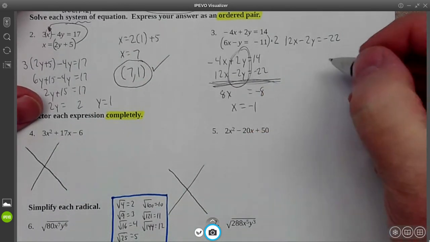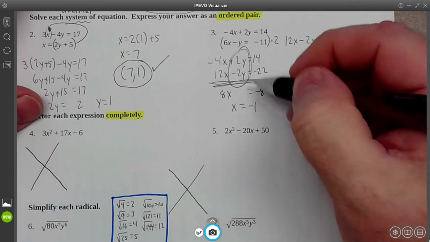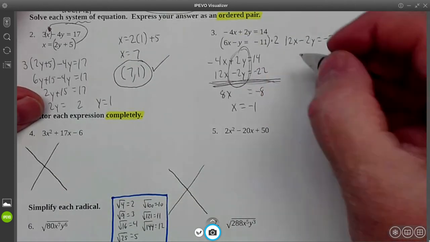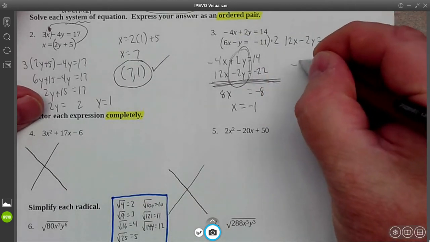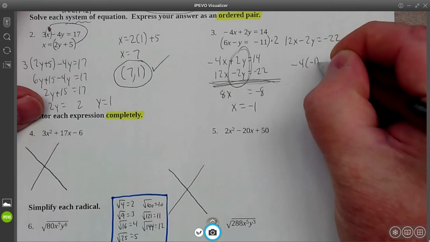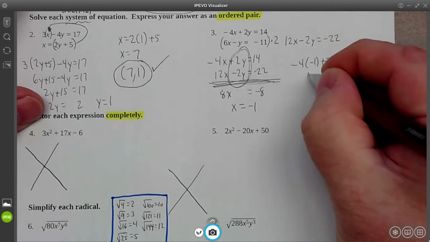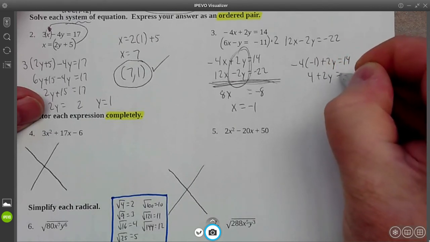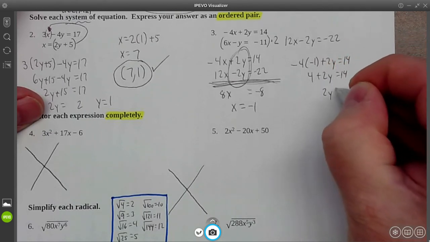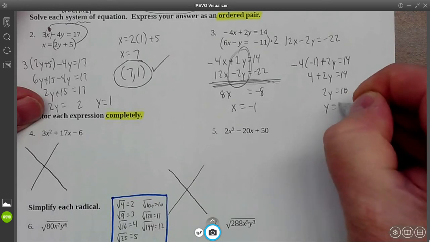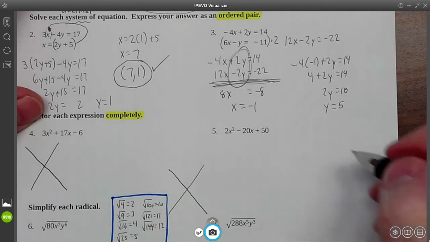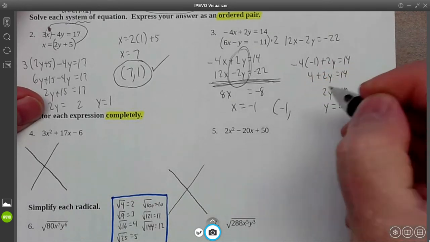In order to determine the answer for y, you can substitute negative 1 in for x into either of these equations. I'm just going to select the top one for you. So it's negative 4 times negative 1 plus 2y equals 14. That's 4 plus 2y equals 14. So 2y equals 10 and y would equal 5. As an ordered pair, our answer is negative 1, 5.